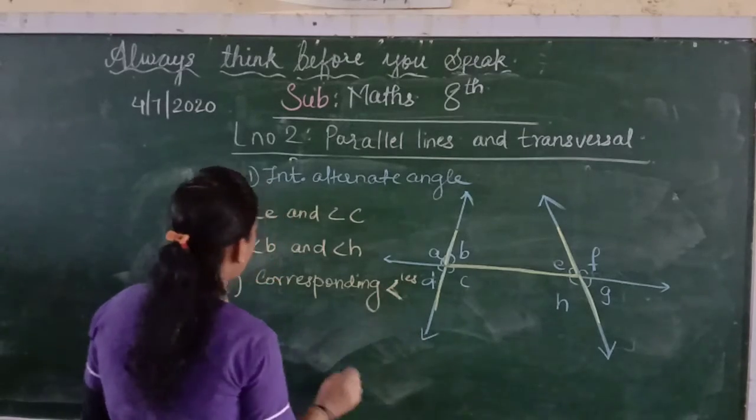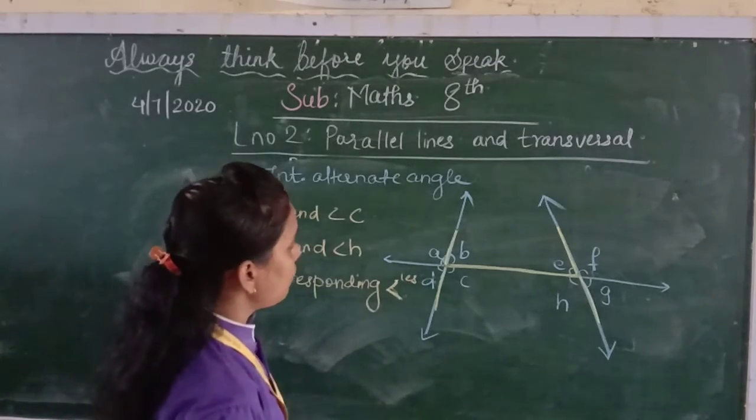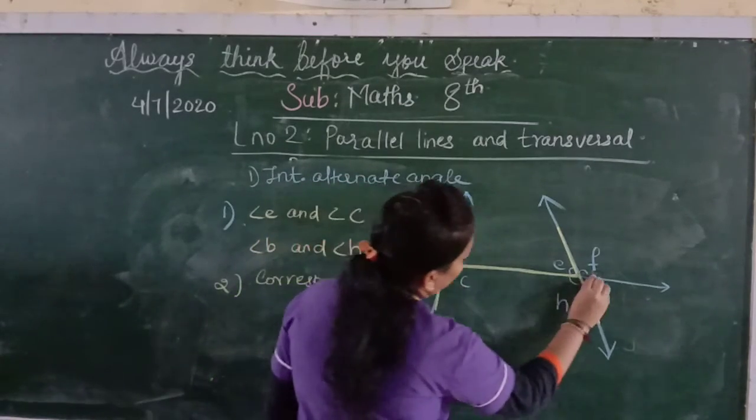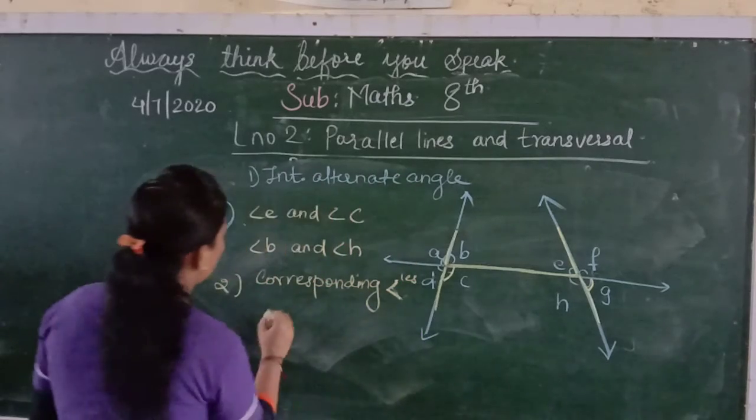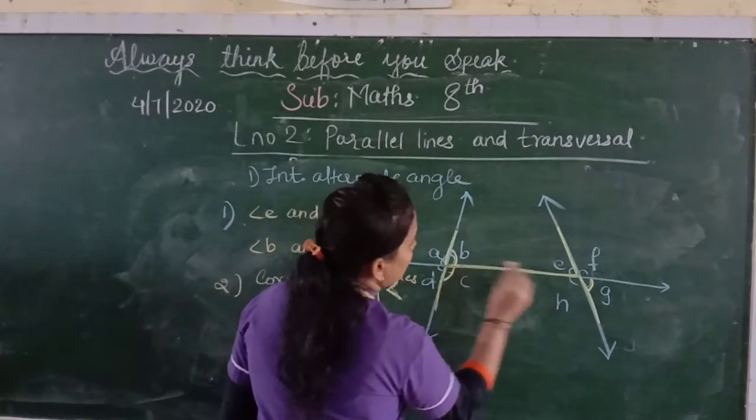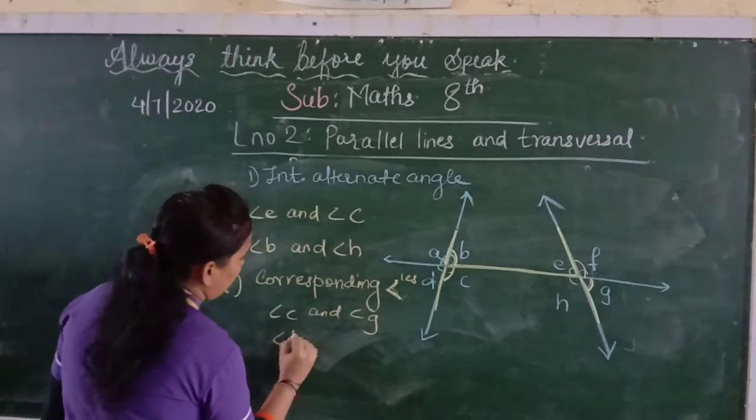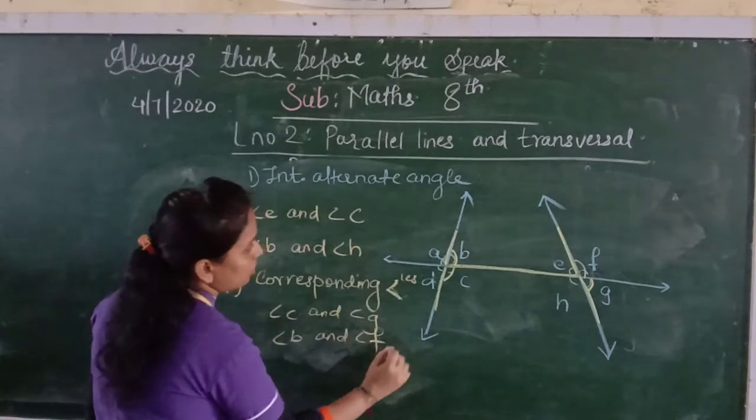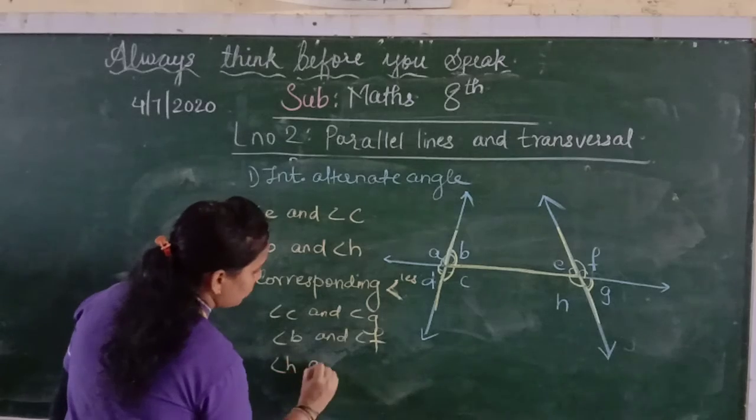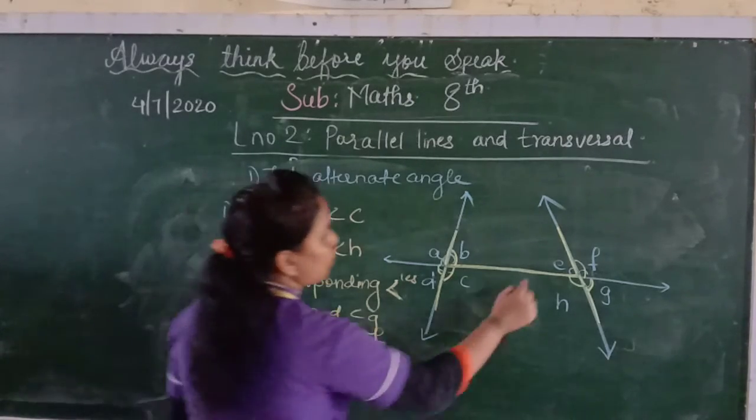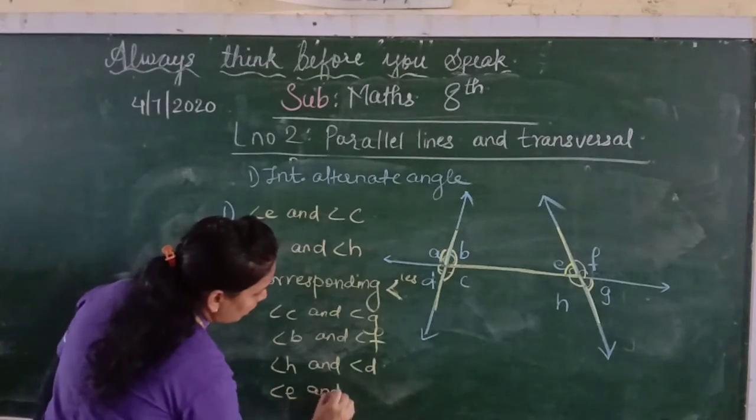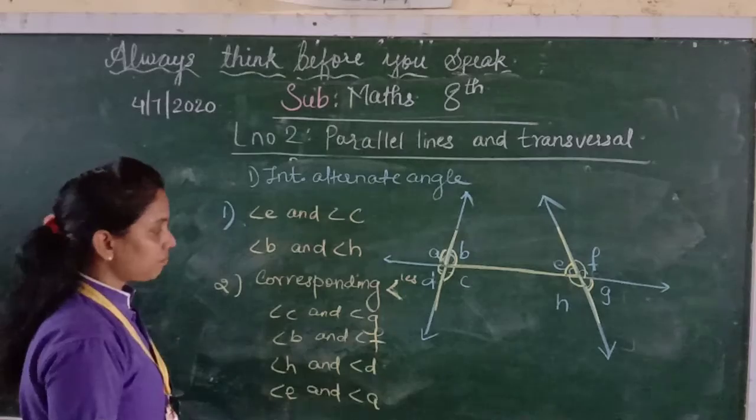Then we have corresponding angles. Now for corresponding angles, see I told you as the steps. So if it is C, here it will come G. So angle C and angle G. And here it will be B and F. Angle B and angle F. If from this side you see, it will be H and D. Angle H and angle D. From this upper side, it will be E and A. So angle E and angle A.